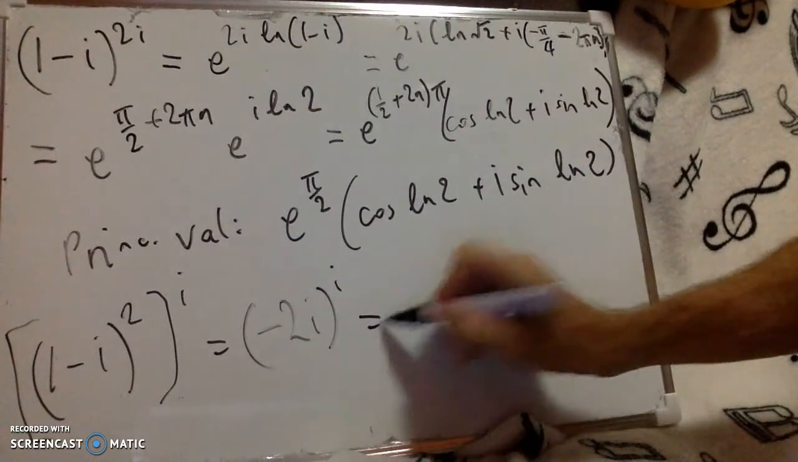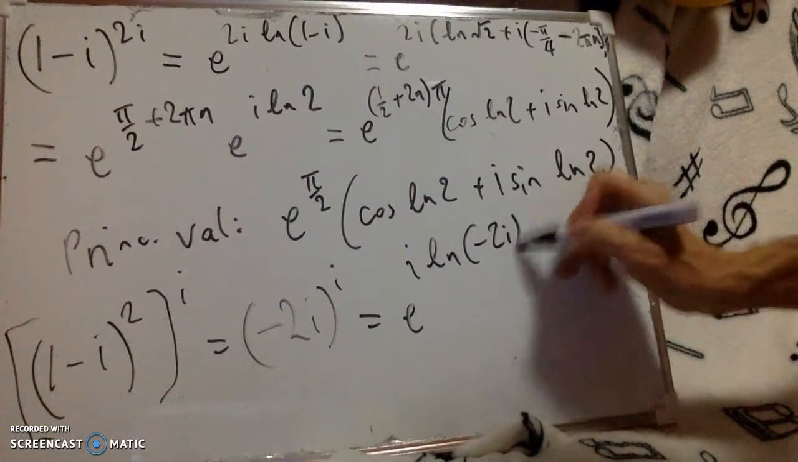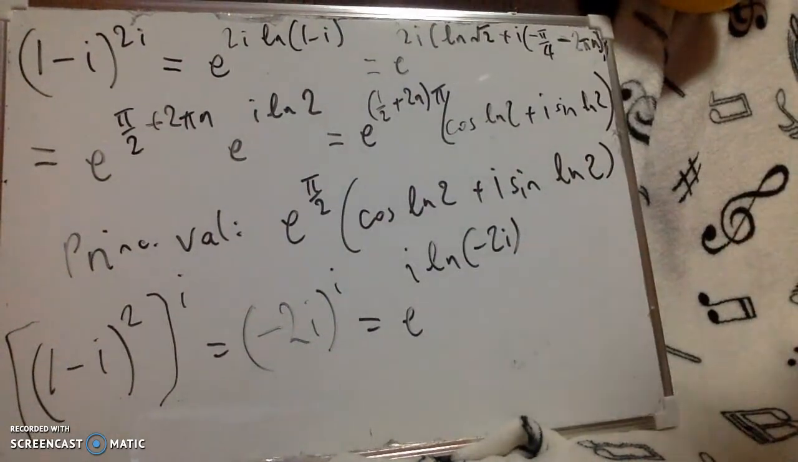Then you can write e to the i log of minus 2i, and then do something similar to what we've done here. This maybe is a quicker way of doing it.